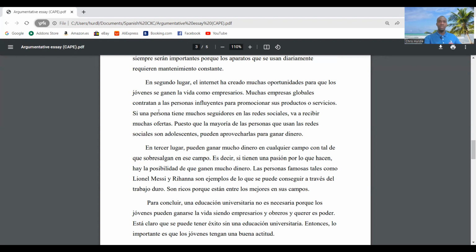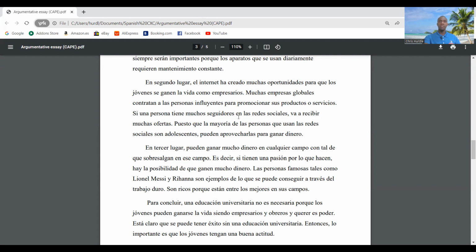Muchas empresas globales contratan a las personas influyentes para promocionar sus productos o servicios. So many global companies employ influential persons to promote their products or services. Si una persona tiene muchos seguidores en las redes sociales, va a recibir muchas ofertas.